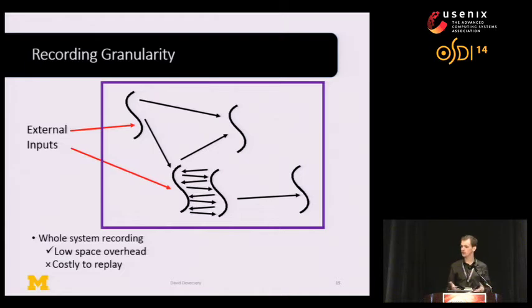This is something like a virtual machine level record and replay, where we only need to record the inputs to the machine. But then this will have very low space overhead because we're only recording really the external inputs and timings. But it's very costly to replay this data, because if we want to get a single byte out of any process, we would have to replay the entire system, which means we're going to have to replay a lot of extra information.